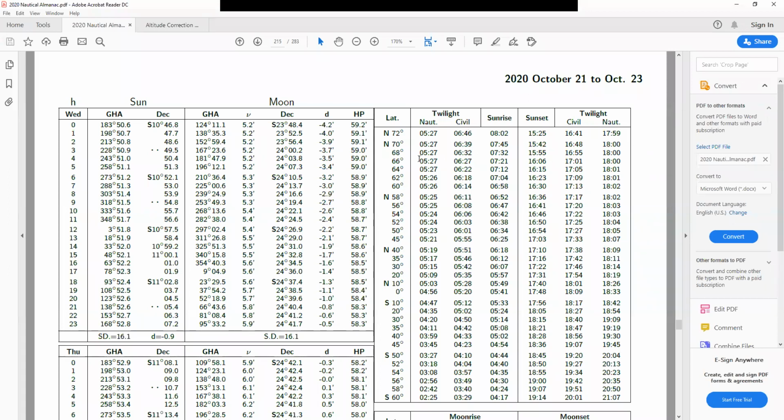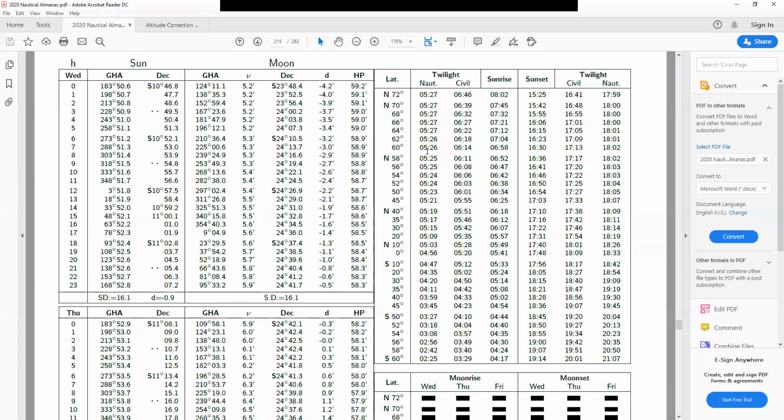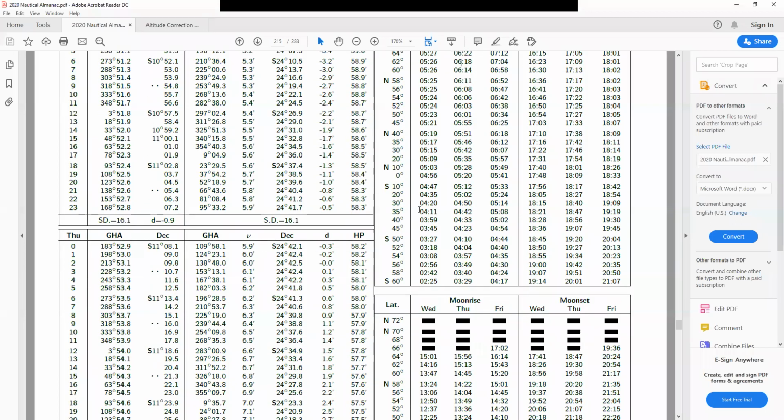Okay, so currently we're interested in the morning. So what we've got to do is find the time for nautical twilight and the time for civil twilight. Because the time between these two is the best time for observing stars and taking star sights. But this is at 72 degrees north. We're not at 72 degrees north. We're south. We're at 32 degrees 40 south. So we need to go all the way down.